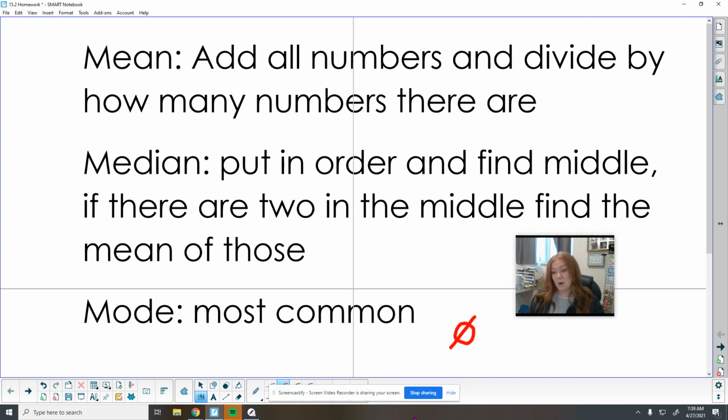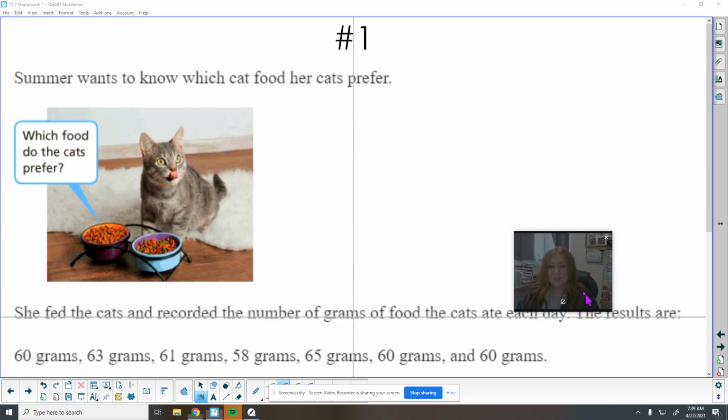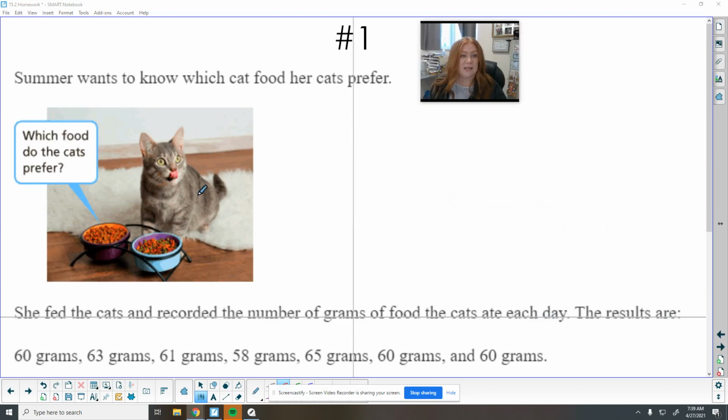There's no mode. You can have 1 mode, 1 number that happens most. You could have 2 numbers that happen the same amount, 3 numbers that happen the same amount. So if they all just happen one time, though, we just say there's no mode. So it's not that just there's 0, it's no. So there's this little slash through the 0 that you'll see on your homework assignment. So let's jump into number 1 here.